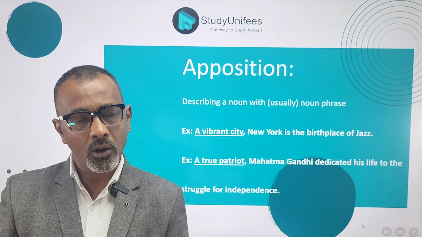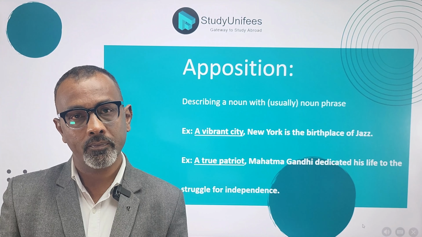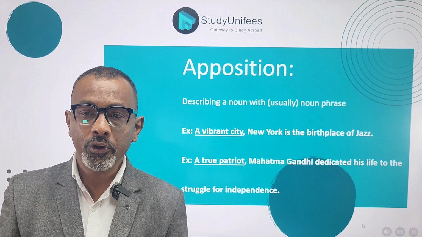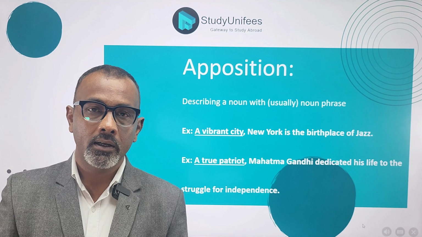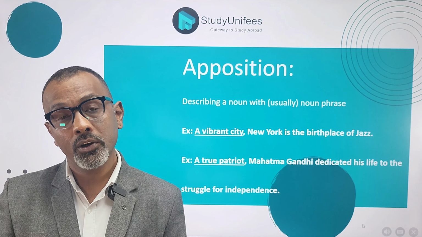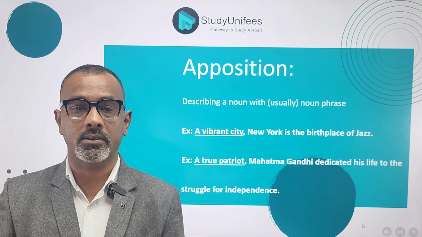Apposition can also happen before the subject of the independent clause. Look at the first example. The independent clause is New York is the birthplace of jazz. However, the appositive, a vibrant city, describes the subject, New York, and thus enriches the structure of this sentence.